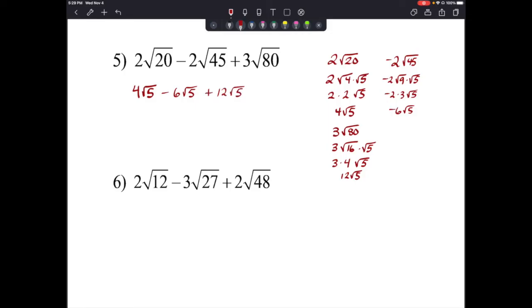And now we're just going to combine the like terms. So we're going to have a negative 2 radical 5 after I combine those two. And then when I add 12 radical 5 to it, I will get 10 radical 5.